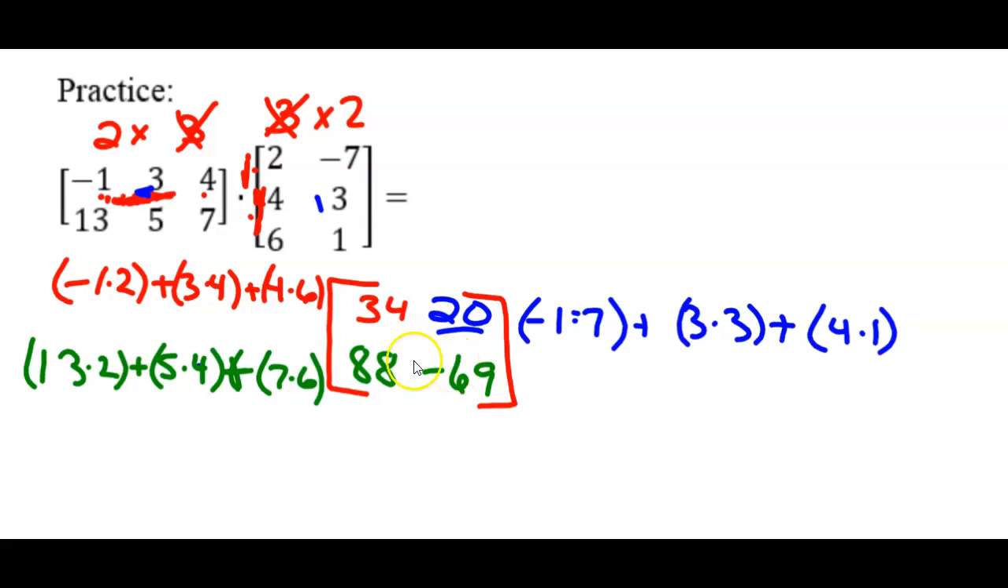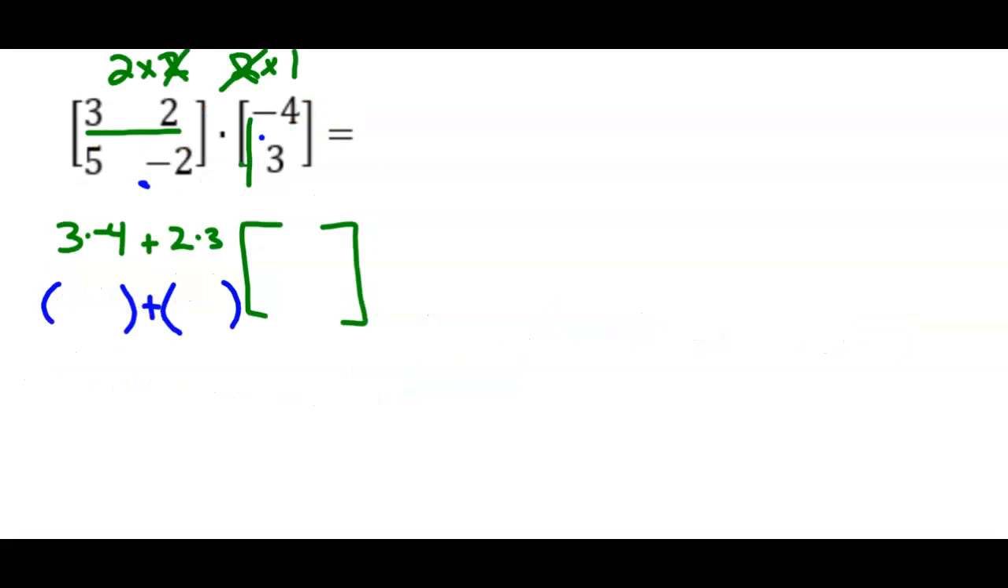So -69 came from 13 times -7, which should be written here, 5 times 3, and 7 times 1. And then add all those together, right? So when you multiply these and add them together, your answer is what goes inside the matrix. Okay? All right. So here's a little bit of practice.